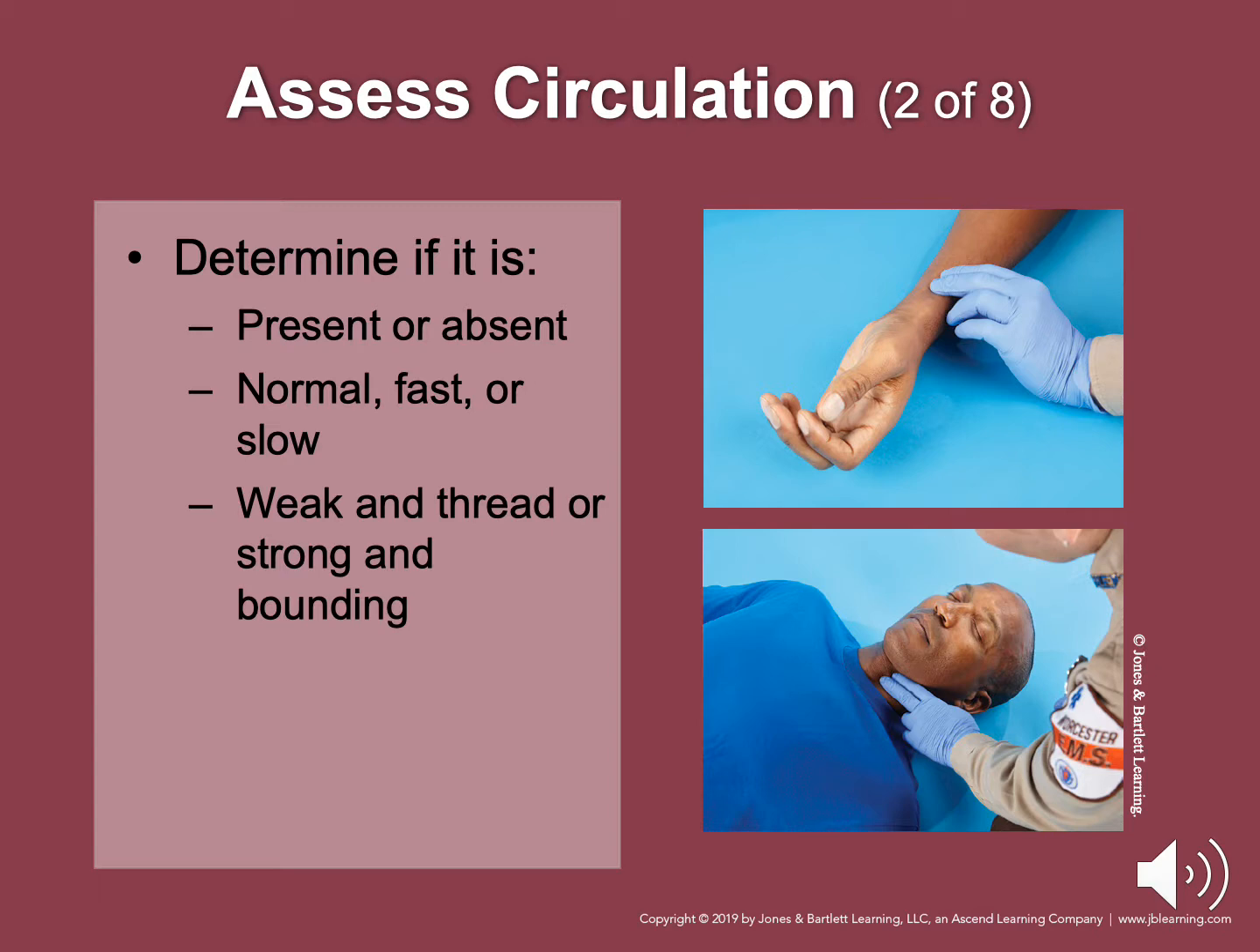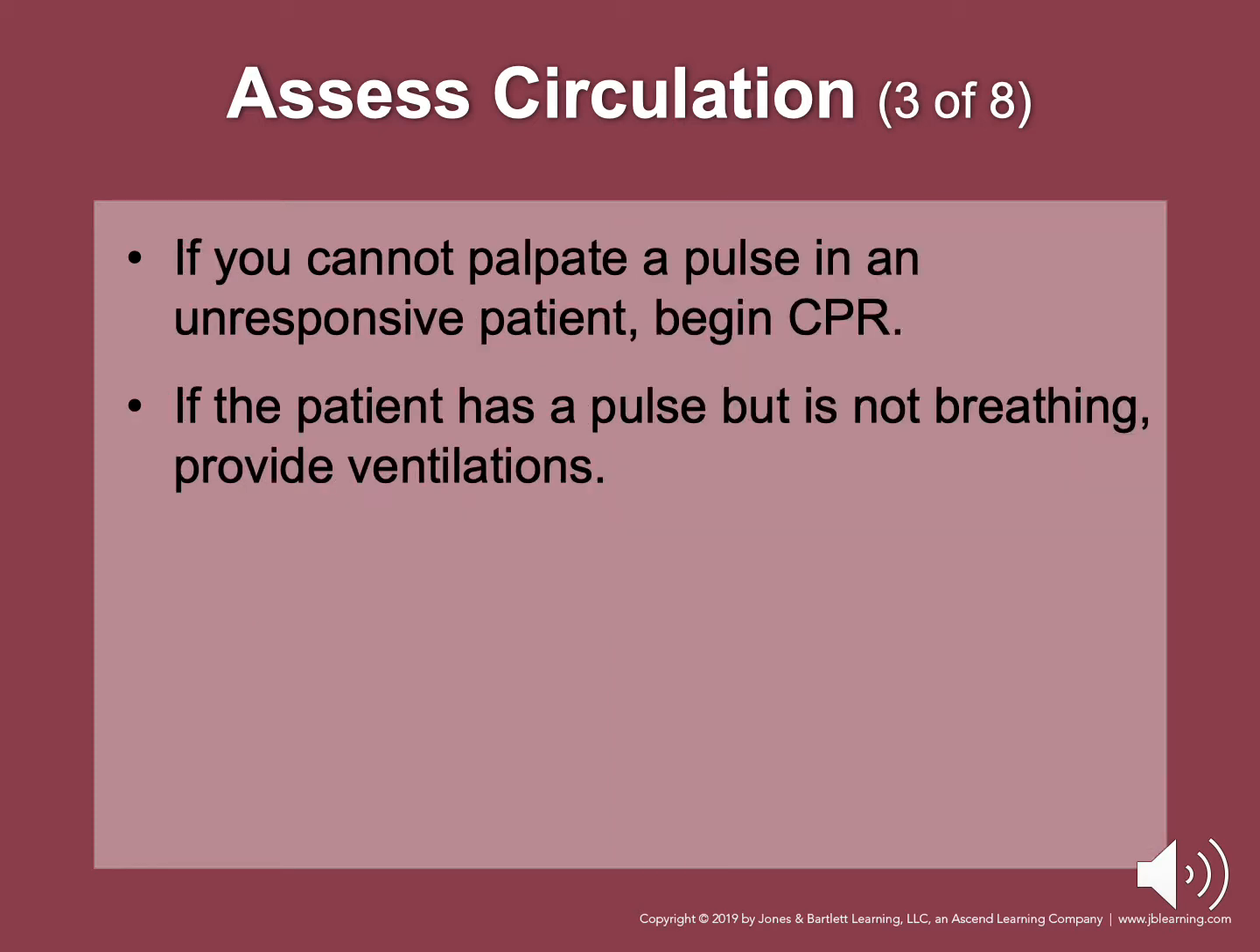All right, if you cannot palpate the pulse in an unresponsive patient, begin CPR. If the patient has a pulse but is not breathing, provide ventilation. So, the patient has a pulse, is not breathing: provide ventilation, 10 to 12 breaths per minute for adults, and 12 to 24 for an infant or a child. So if pulse is lost, start CPR and apply an AED. Never begin CPR or use an AED on a responsive patient.